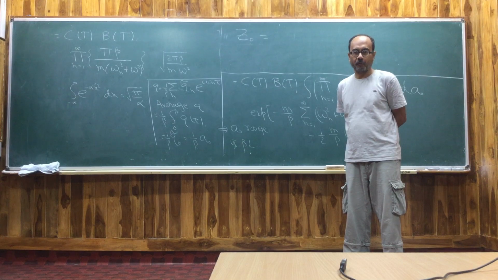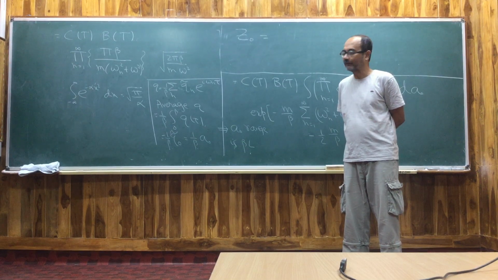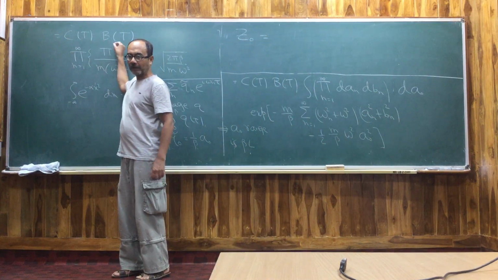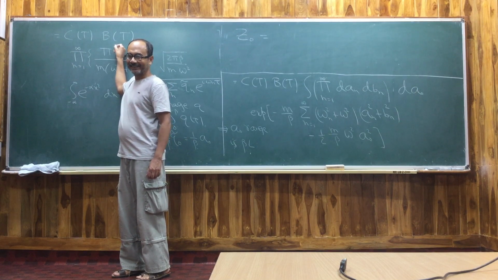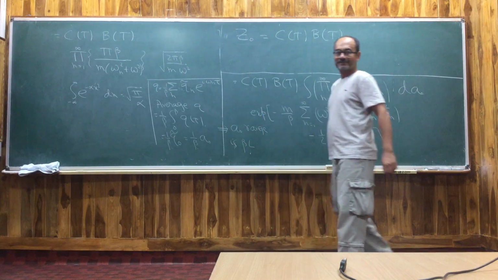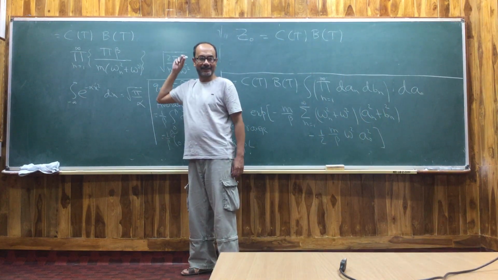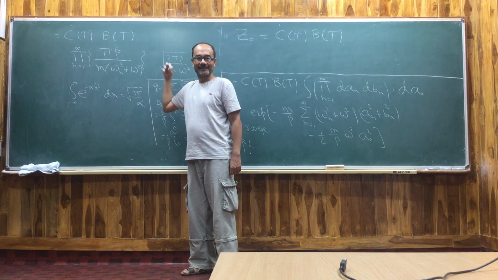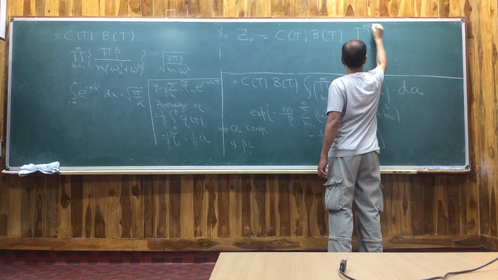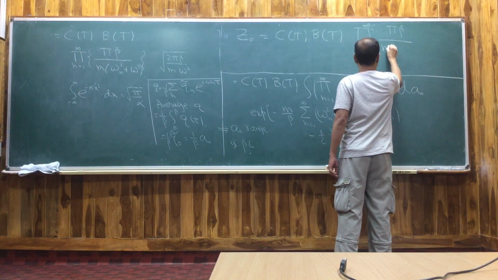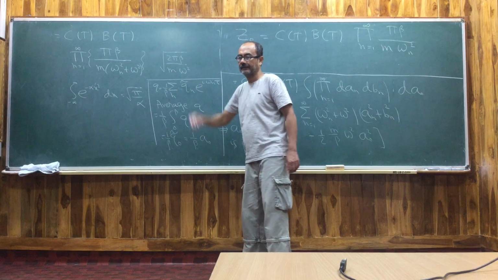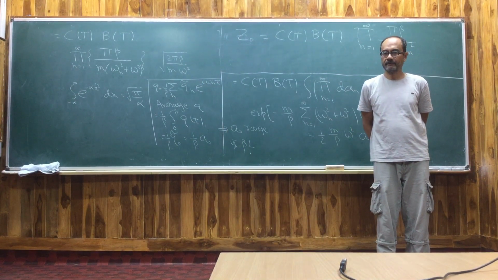Z0 naturally should be the omega goes to 0 limit of that formula, right? That's not hard to figure out. What is the omega goes to 0 limit of that formula? Omega goes to 0 limit of C of t times B of t. What is it? It's not very tricky what I'm asking. Write the product with omega set equal to 0. Product n equal to 1 to infinity pi beta over m omega n square. And now the omega goes to 0 limit of this. What is that?